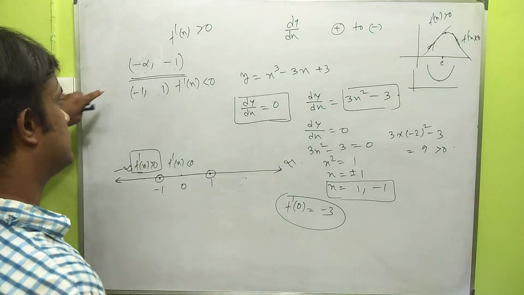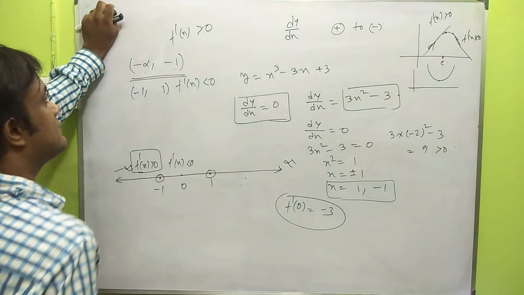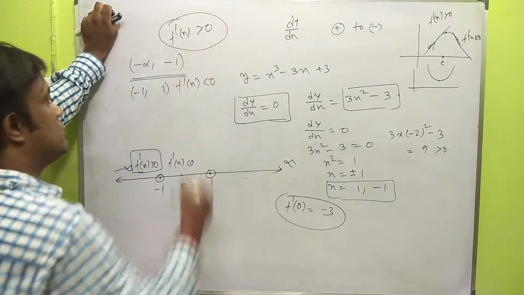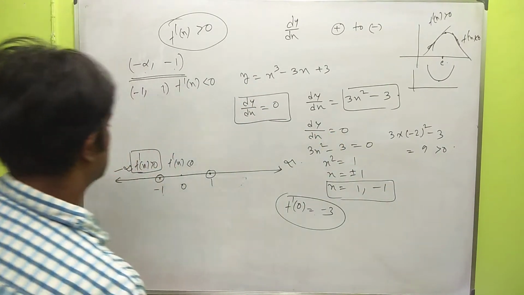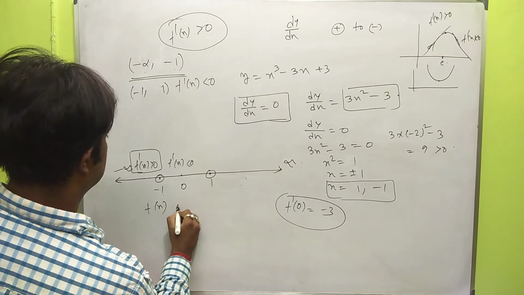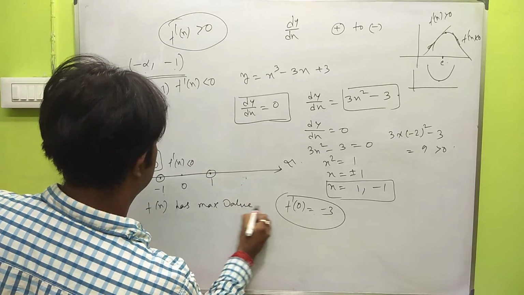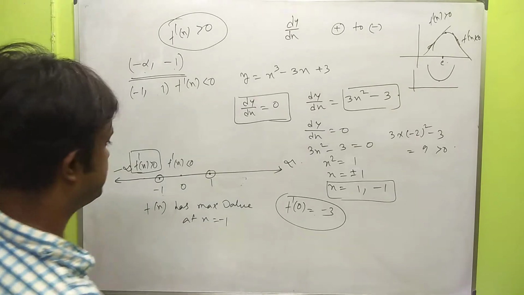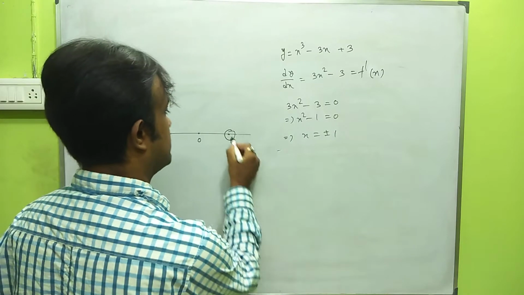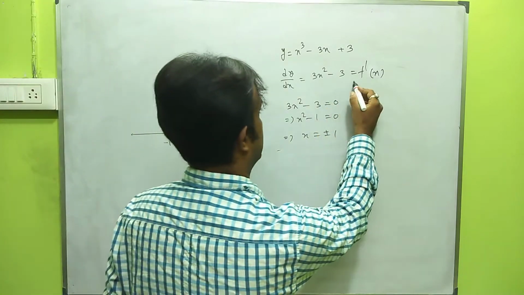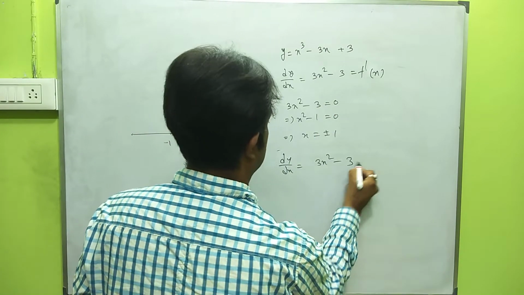So from these rules of the first order derivative, as the sign of f dash x changes from greater than 0 to less than 0 with respect to the point minus 1, this function f x has a maximum value at x is equal to minus 1. Now we are going to check the sign of dy dx with respect to the next point. The value of dy dx is 3x square minus 3.